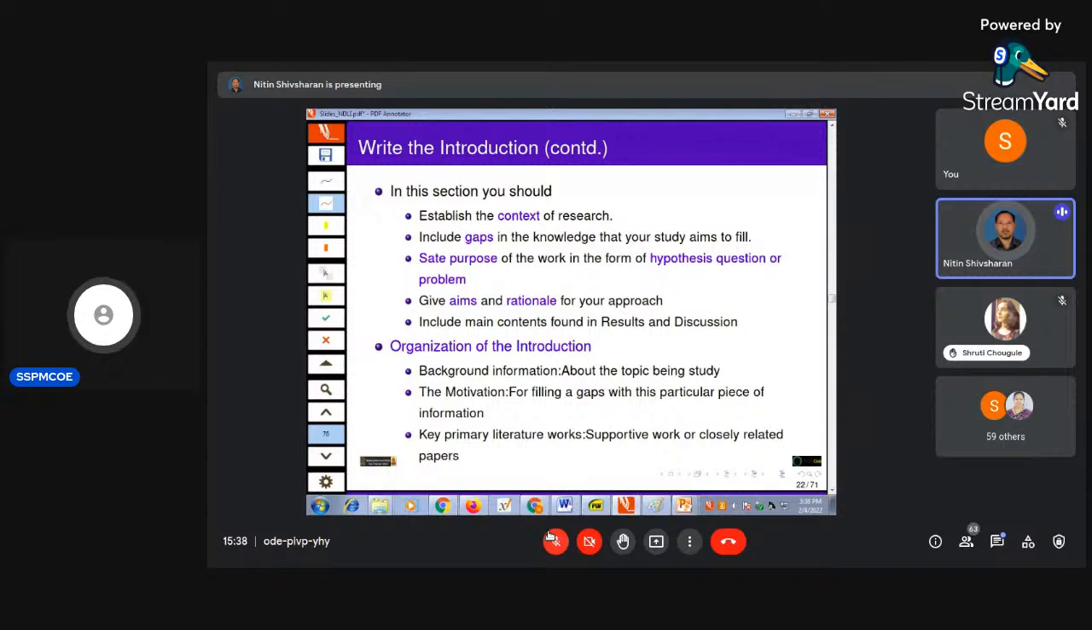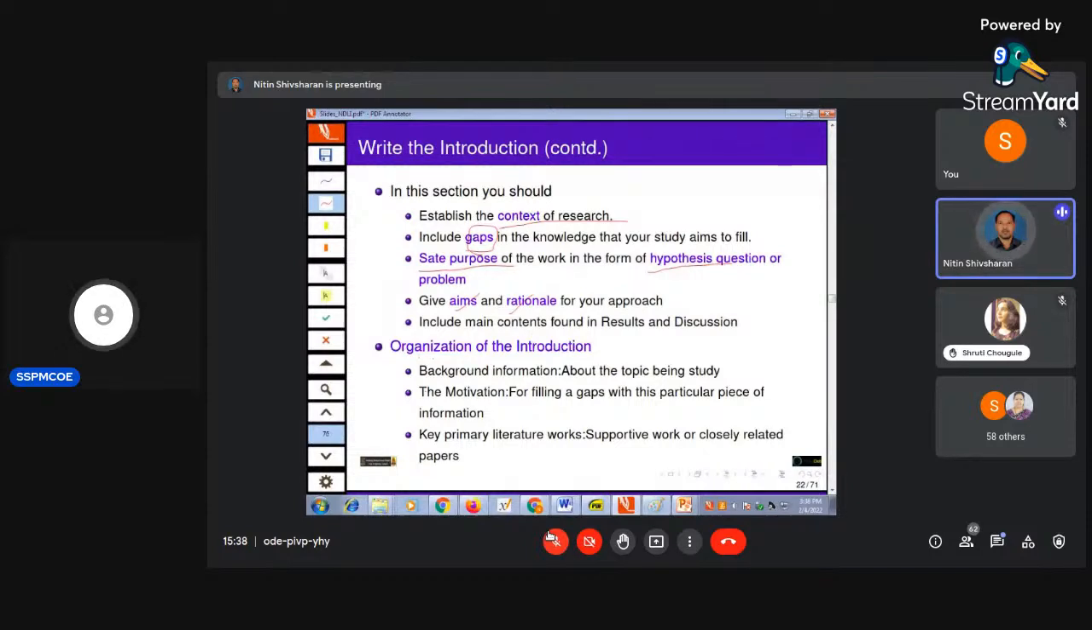In this section, we are going to put the context of the research. We are going to find the gaps. What gaps have we found by doing the literature survey? We have to mention the gaps in the research. Then state the purpose of the work, and we can also include the hypothesis, aims and rationale of the study.